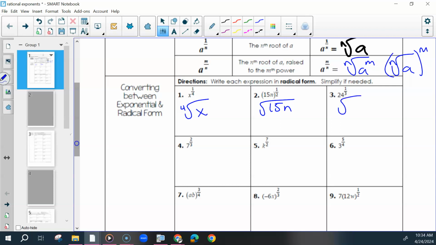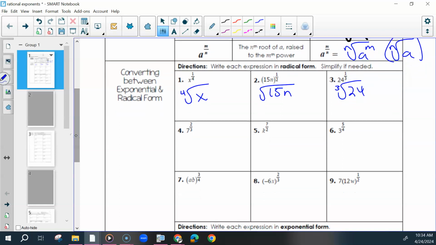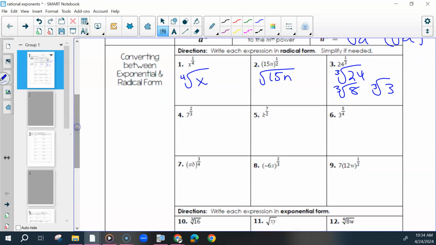The cube root of 24. And then we have to use our simplifying radical rules to simplify this. So let's do perfect cubes. What's the highest perfect cube that we could divide 24 by? 8. It's okay. 8 times what would give us 24? 3. The cube root of 8 is what? 2. So this would be 2 times the cube root of 3.